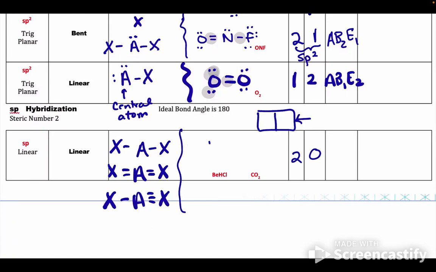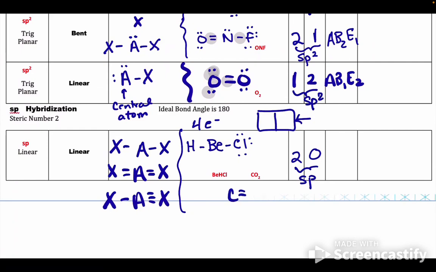Example, beryllium is also another exception to the octet rule. It's a metal, but it bonds covalently. And you can see it's going to be linear. There's 2 bonds around the beryllium, so beryllium is okay with 4 valence electrons instead of 8. And another example, so this is sp hybridization. Up above we had sp2.